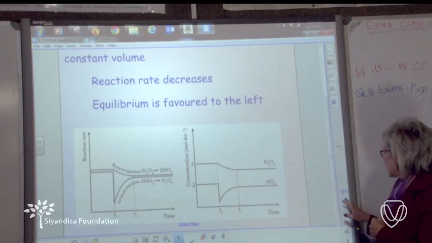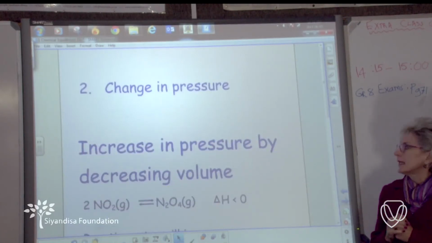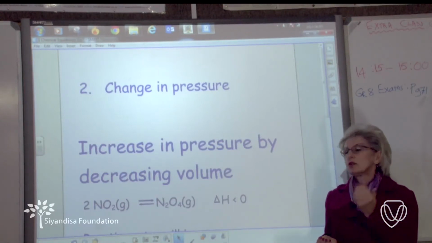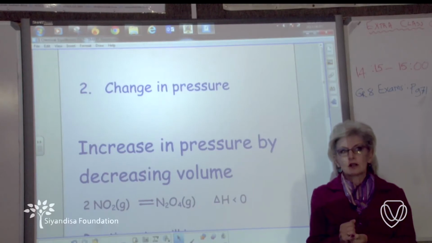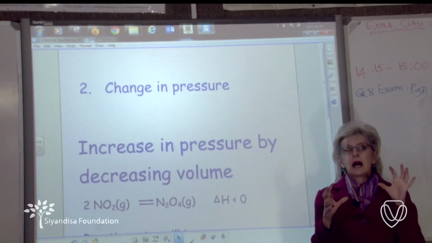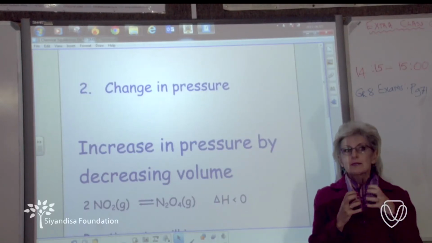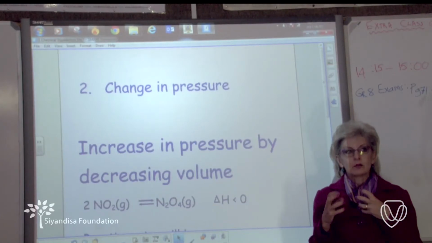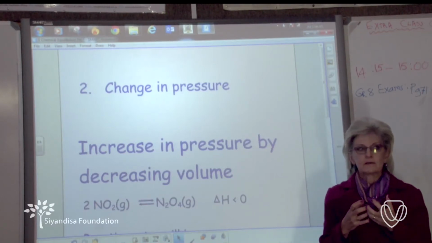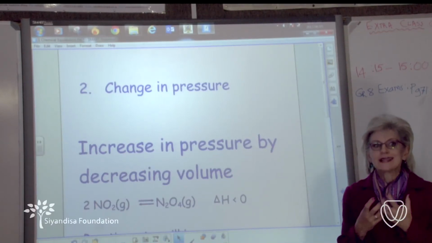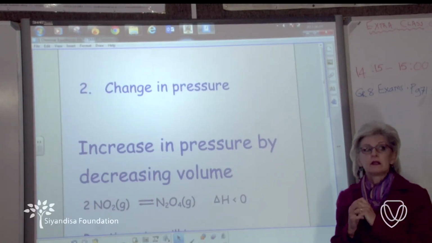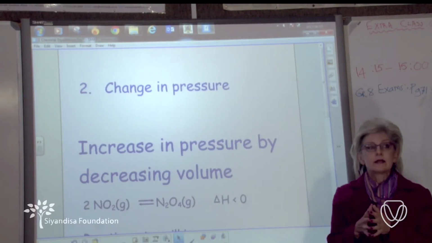Now, if we change pressure. An increase in pressure, they usually express it that you increase the pressure by decreasing the volume. So remember now what happens: the same number of particles are now limited to a smaller space. That means they are in contact with one another much more frequently, so that would mean many more effective collisions. Therefore, your reaction rate in general should increase. The system, however, wants to get rid of the increase in pressure.